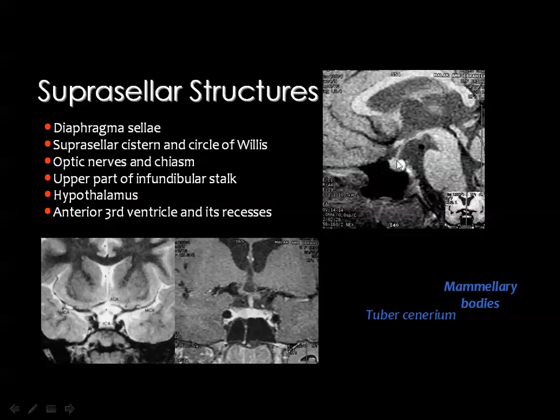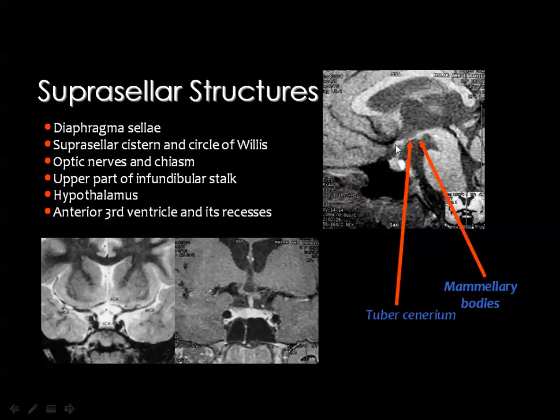Then you know that this is the infundibular stalk, and the infundibular stalk is continuing to this prominent structure, which is known as the mammillary body. The distance between the mammillary body and the infundibular stalk, this area, is known as the tuber cinereum. Then you can appreciate a very fine CSF space which belongs to the third ventricle and is going through the infundibulum, and this is known as the infundibular recess of the third ventricle.